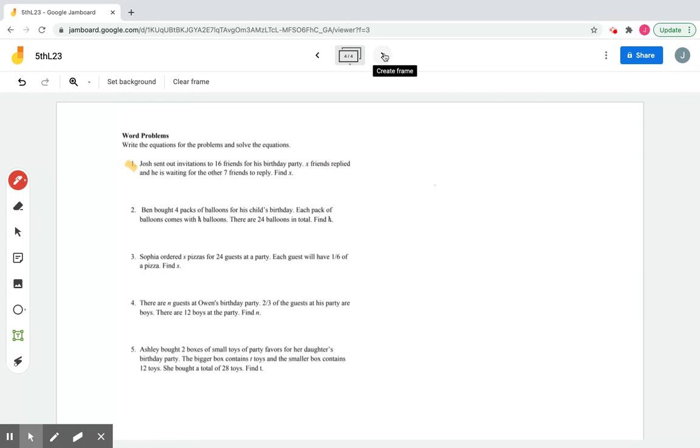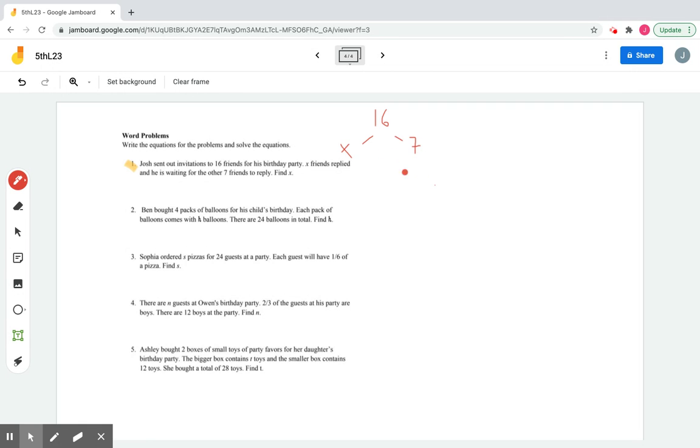And the last one is word problems. We're gonna do number 1 together. Josh sent out invitations to 16 friends for his birthday party. X friends replied, and he is waiting for the other 7 friends to reply. Find X. So there are 16 friends. The number X did reply, and he's waiting for 7 friends to reply. That means these 7 friends didn't reply yet.